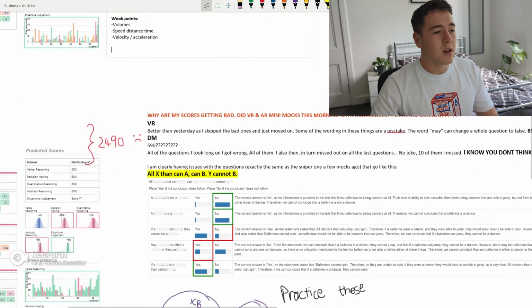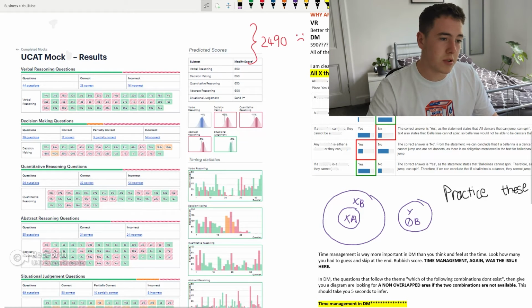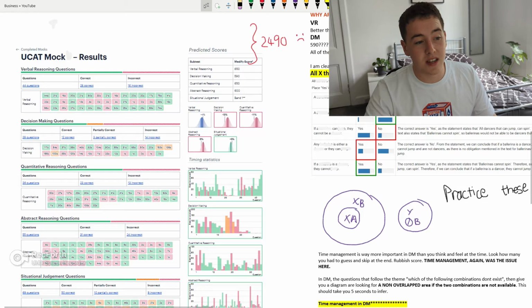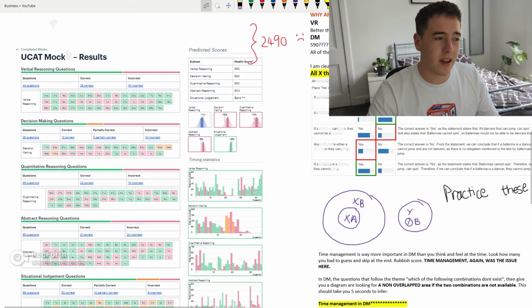I did the same here. So in this mock, as you can see, it probably wasn't a good mock, and I've got a sad face here. Score 2,490 overall. I got 650 in verbal reasoning, which was probably a fluke because who's good at verbal reasoning? Decision making, I got 590, quantitative reasoning 650, abstract reasoning 600, and I got a band 1 somehow. I don't know why I put a sad face there. I think it was because this is quite close to my exam and I wanted a higher score.